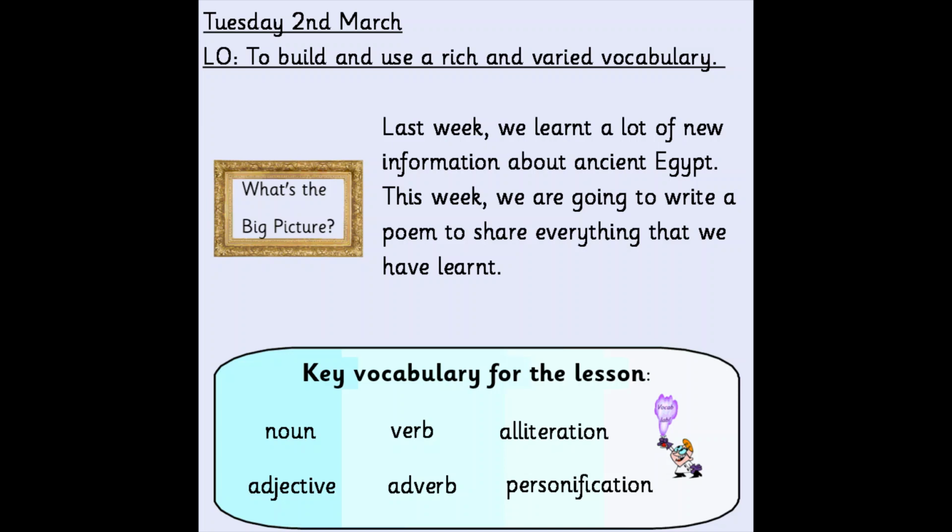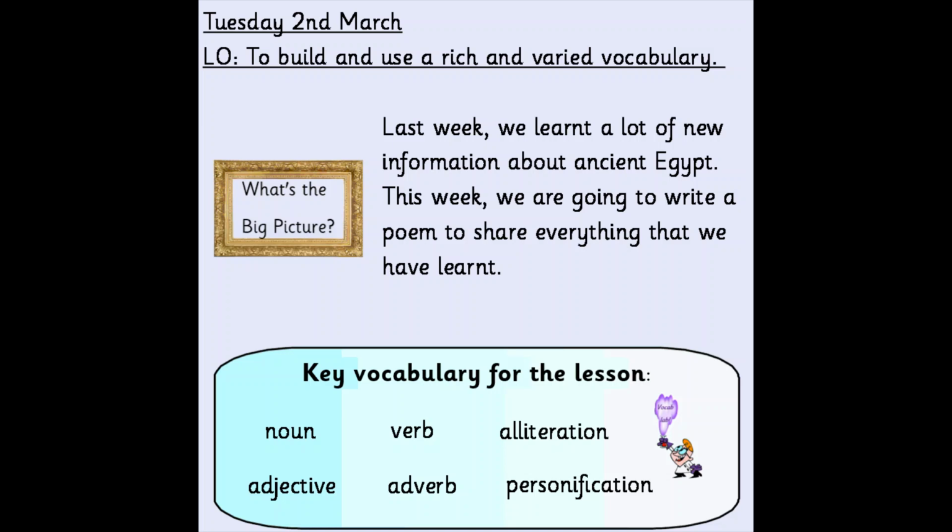Let's get started. The learning objective for today's lesson is the same as the one you had yesterday, to build and use a rich and varied vocabulary, which is really important in poetry writing. The poem that you're going to be writing over the next few lessons is going to share everything that you have learnt so far about ancient Egypt. In today's lesson, you're going to be using the plan that you did yesterday with your nouns, adjectives, verbs and adverbs on it. We're also going to be thinking about alliteration and personification.